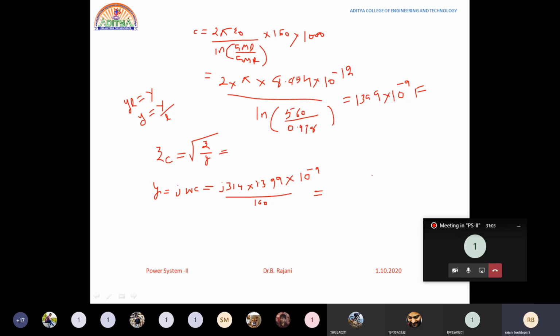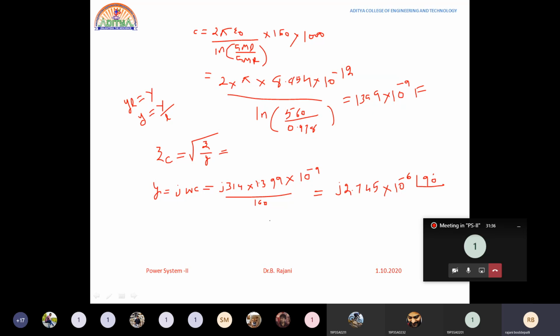Okay. Now I will be getting the value as j 2.745 into 10 to the power of minus 6 at an angle of 90. This is nothing but the small y.